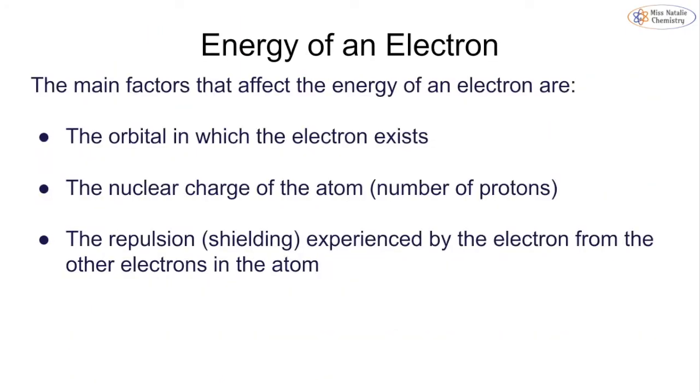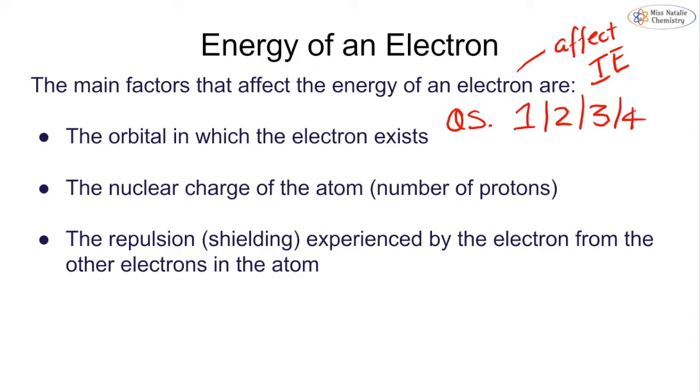So the main things that affect the energy of an electron, which are then going to affect the ionization energy, we have to look at the orbital in which it exists. So does it exist in what quantum shell? Is it 1, 2, 3, 4, and so on and so on? And we also have to look at the subshell. Is it an S, a P or a D? Because these are going to have different energies as well. We also have to take into account the nuclear charge of the atom. So how many protons are there?